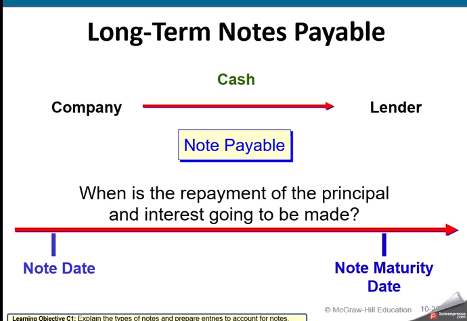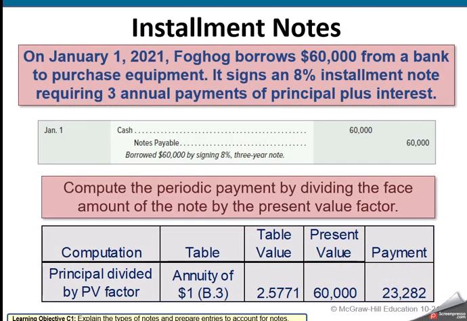Let me go back. Yeah, that's the long-term notes payable. Okay, so this is a different topic. So now our installment notes, those are like if we get a mortgage or we get a truck loan, or in this case, it's going to be a loan on equipment. So when we have installment notes, that means we're going to make payments, and those payments are not just going to be for interest. They're going to reduce the principal balance of the note payable and also charge out interest.